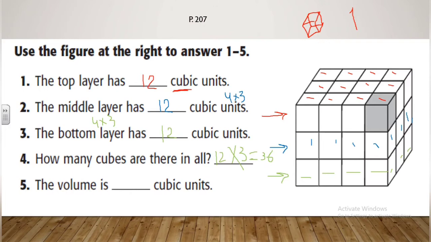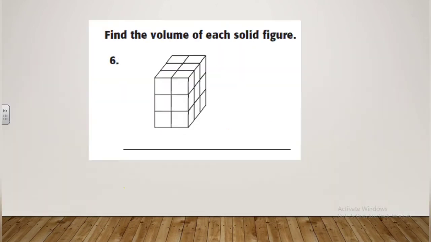So when he asks you the volume is what cube units, here he asks about the total, and the total here is 36. Okay حبايبي? Let's see the next one. Here he asks you to find the volume of each solid figure. Let's see question number 6.